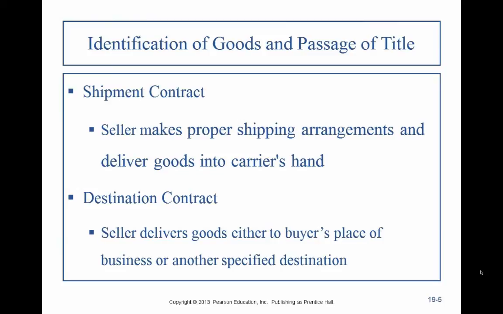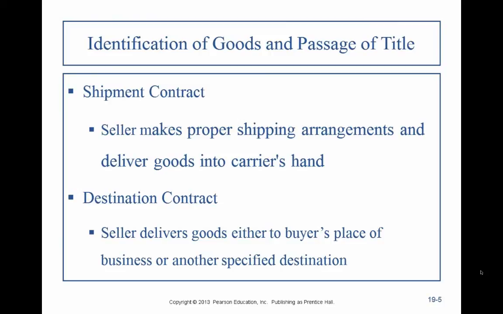A shipment contract is where the seller makes proper shipping arrangements and delivers the goods into the carrier's hands. What is a carrier? Sure. It could be Maersk. It could be a shipping company. It could be FedEx. It could be DHL. It could be anything.